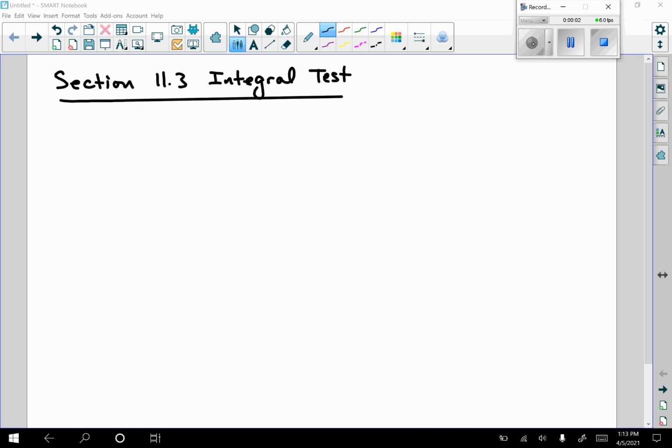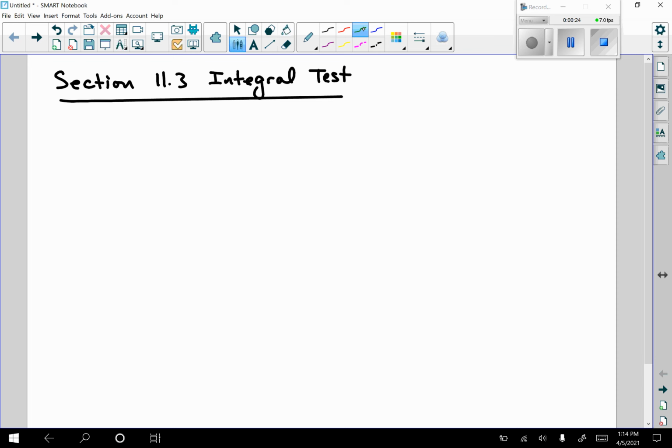Section 11.3 is called the integral test. What this section and the next section are going to take us through are several different types of tests that we can conduct to determine if a series is convergent or divergent. And what's nice about these two sections is it's taking us back to previous sections that we've covered, so it's a nice review on top of some new material.